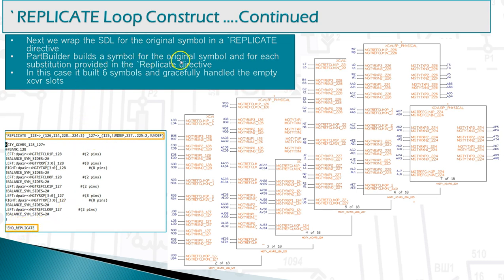So PartBuilder builds a symbol for the original symbol, and then for each substitution provided in the replicate. In this case, it built 6 symbols and gracefully handled the transceiver slots.